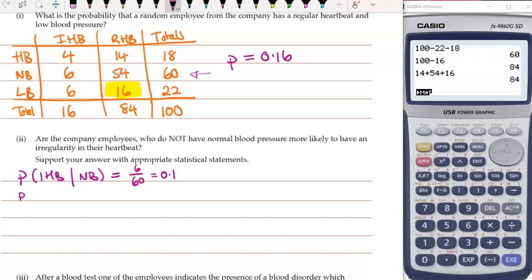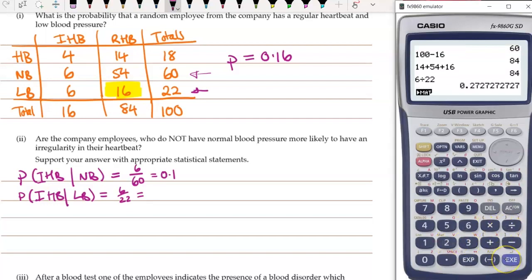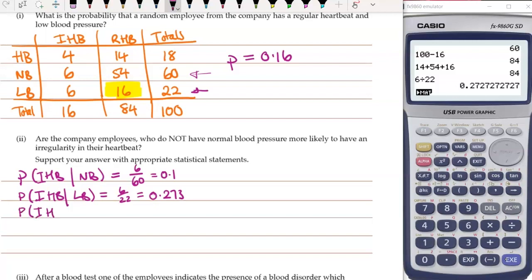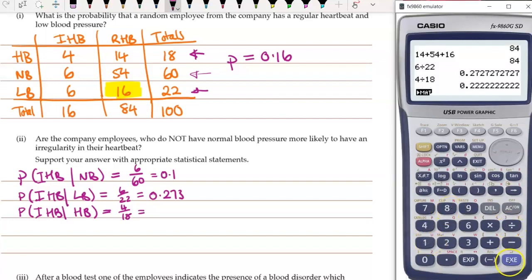The probability of having an irregular heartbeat given that they have low blood pressure is going to be this line here. That's 6 out of 22. You can already see that's going to be higher. So 0.273. Probability of irregular heartbeat given that they have high blood pressure is this line just here. That's 4 out of 18. 0.22, again it's higher than the 0.1 for the normal blood pressure.